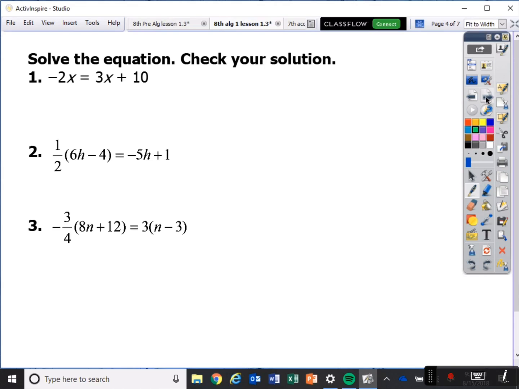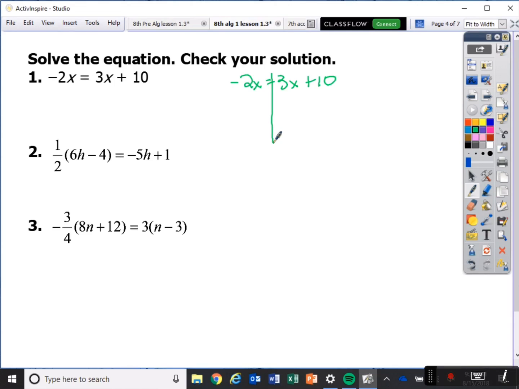All right, so number 1. What's the issue here? There's an X on each different side. It's an X on both sides. We need to get them to the same side. Which side's the whole number on this time? The right. So we need the X's to be on the left, the opposite side of the whole number.